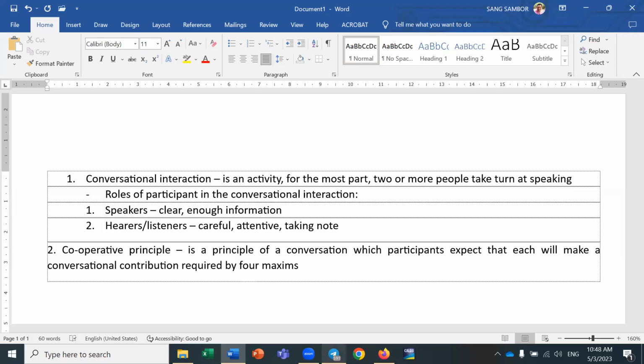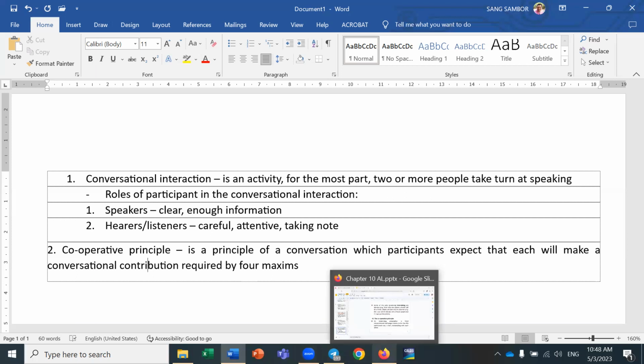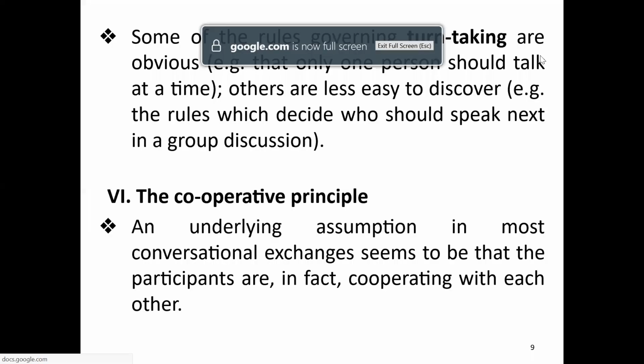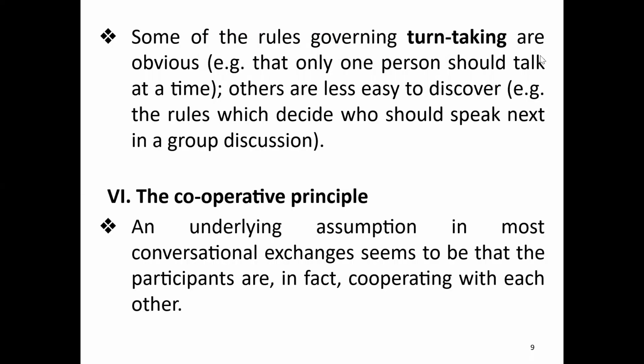Let's see what the cooperative principle is. An underlying assumption in most conversational exchanges seems to be that the participants are in fact cooperating with each other. So people who are taking part in the conversational interactions are working cooperatively, helping one another. It means when you are talking, I am listening. When you finish your talking, I take my turn as a speaker. So people are cooperating with one another.